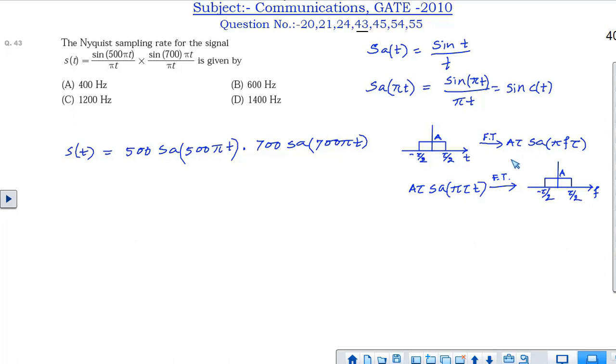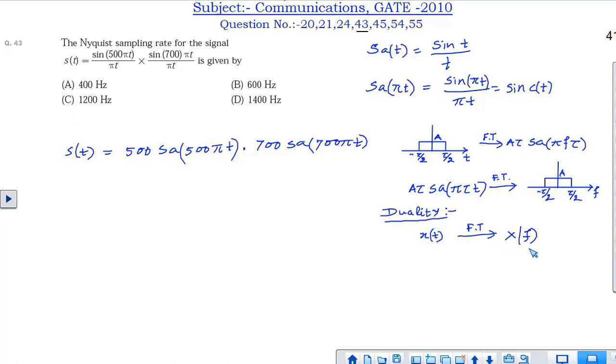Now applying the duality property, that is this will become time domain and this will become frequency domain, then we can represent this A tau sinc(pi f tau) as A tau sinc(pi tau t), that is f becomes t here and here t will become f. Rest will remain the same because the signal is even, so the same signal will be represented here, only the axis will change to frequency. So what is the duality property? Let us see the duality property.